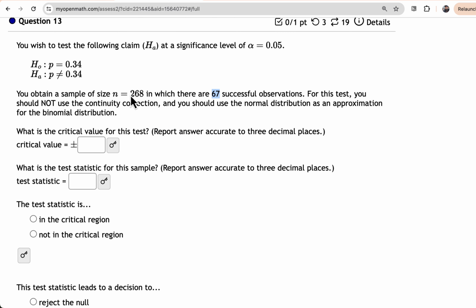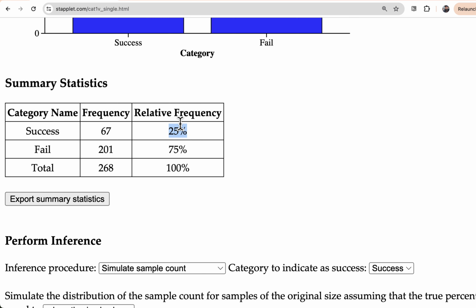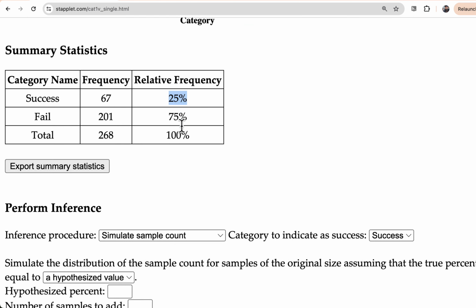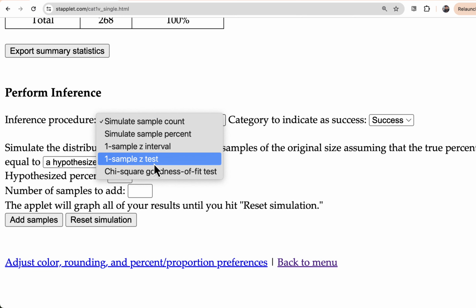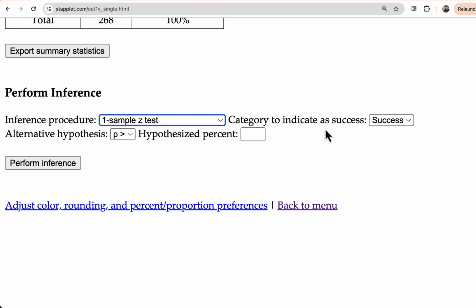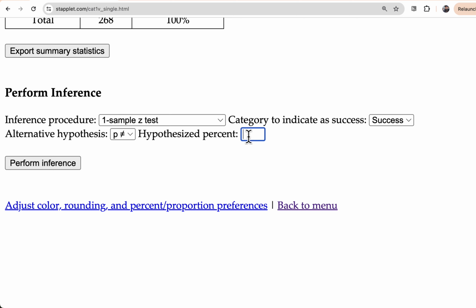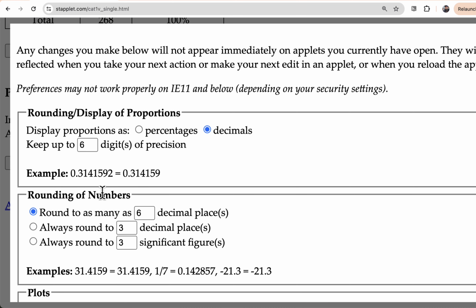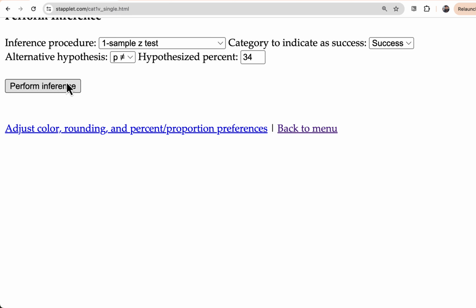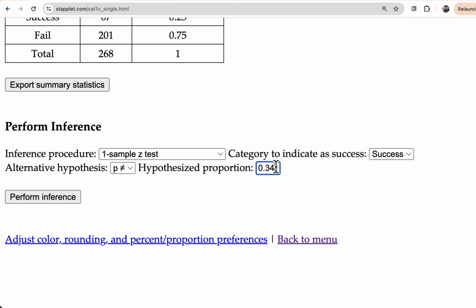This claim was that HA, the proportion, is not equal to 34%. So we can see that 25% is significantly below that. We'll figure out how far below doing a one sample z-test and a not equal to match the alternative. Hypothesized percent was 34, or that might be entered as a decimal proportion, in which case it would be 0.34. So make sure you read that carefully.